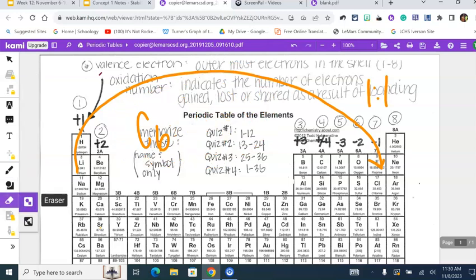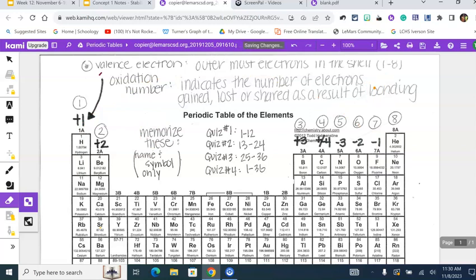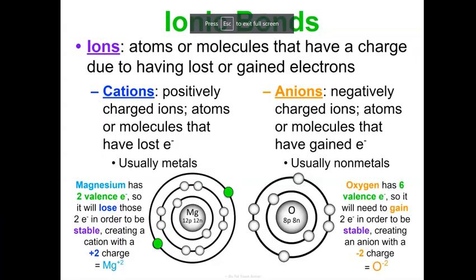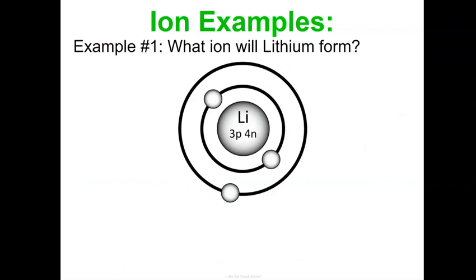So let's take a look at your notes, because your notes, I pretty much just explained all the things that you need to have in your notes. But let's go through and finish. So I just explained cations and anions.